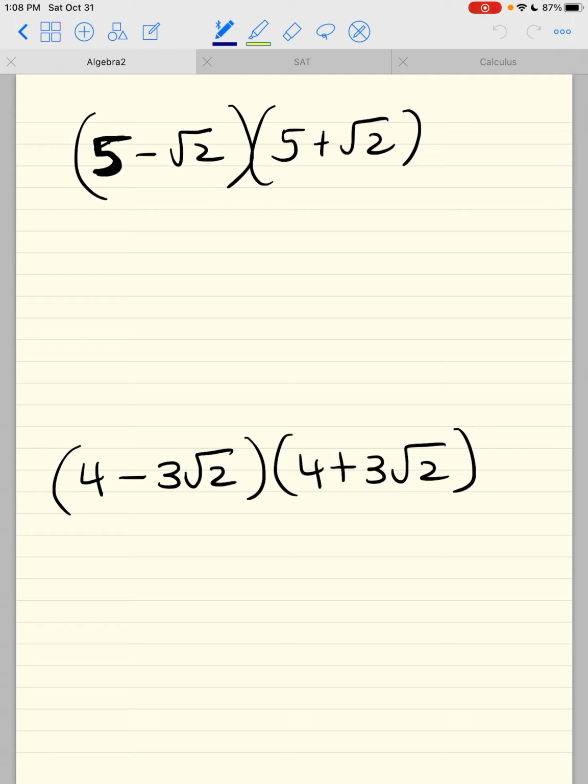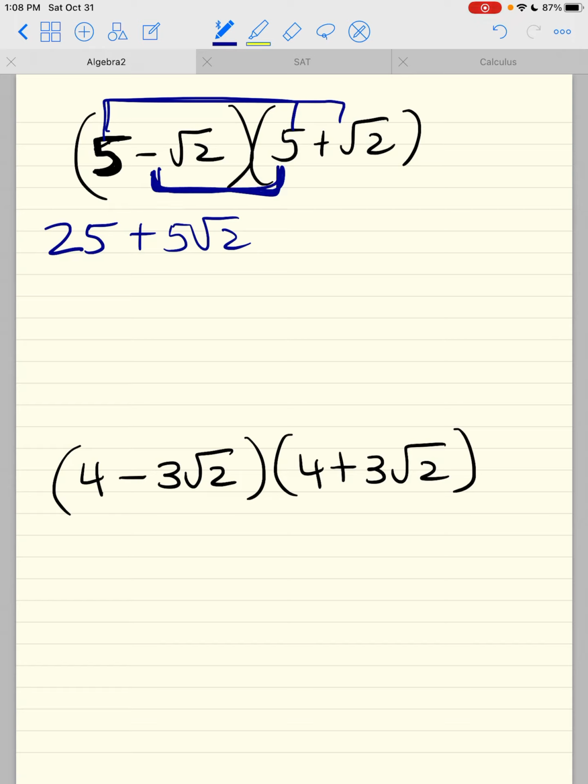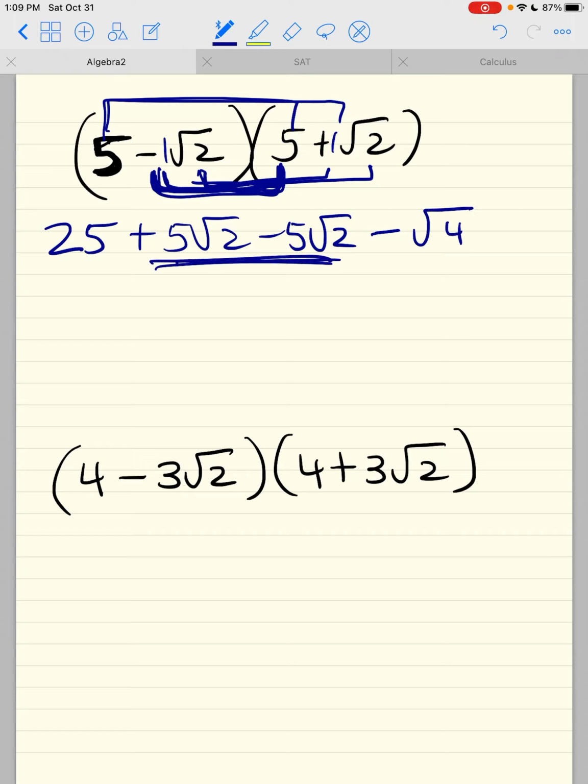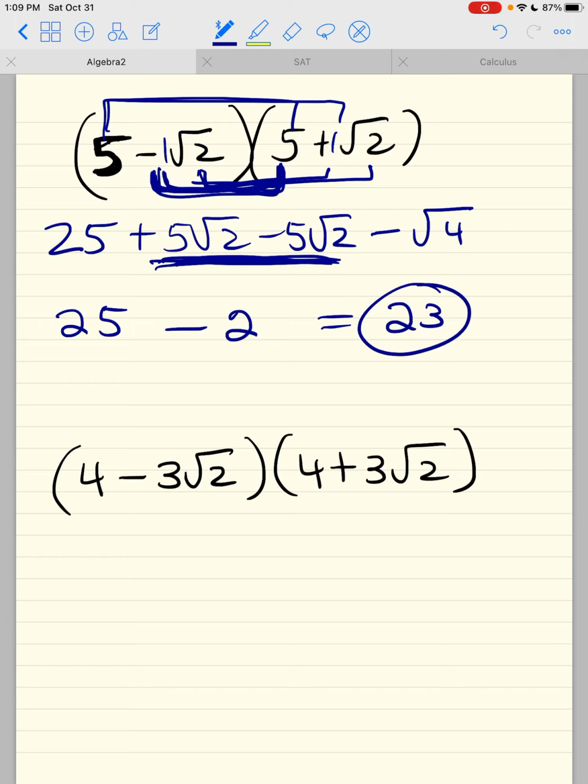Let's do it again. These are really, really important, so make sure you know how to do these. 5 times 5 is 25. 5 times positive radical 2 is positive 5 radical 2. Negative 5, keep this, make sure your signs are perfect, everyone. Negative 1 times 5 is negative 5 radical 2, right? And then negative 1 times positive 1 is negative, and radical 2 times radical 2 is radical 4. But radical 4 is 2. The insides disappear because you can put those together, and then radical 4 is 2. So this whole thing is 23.